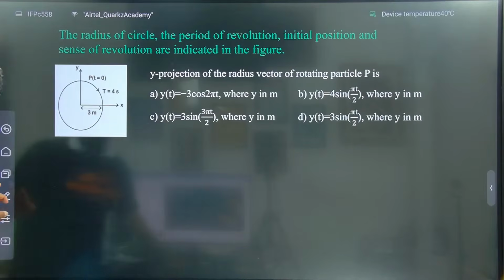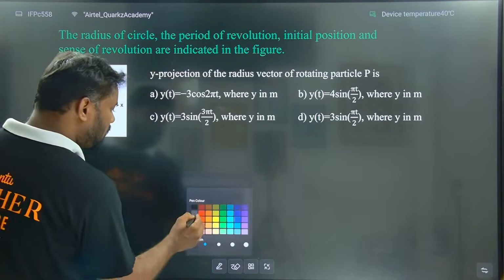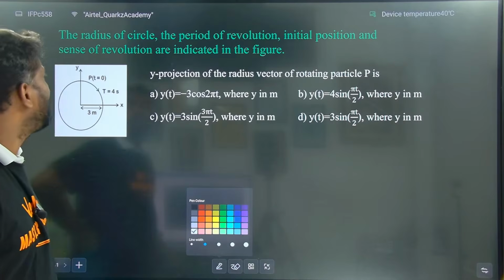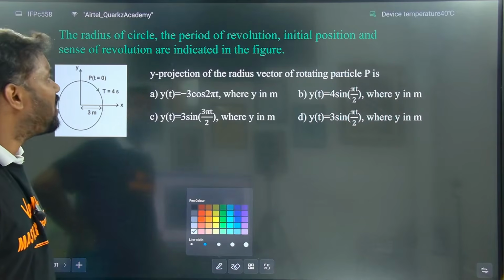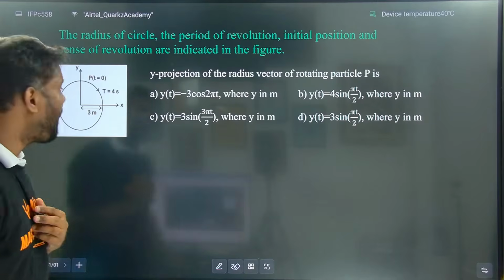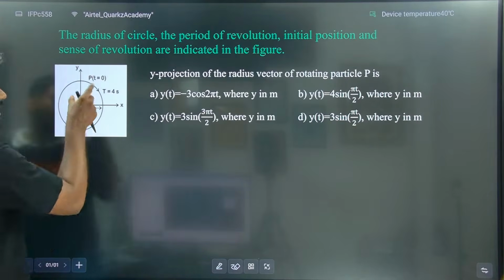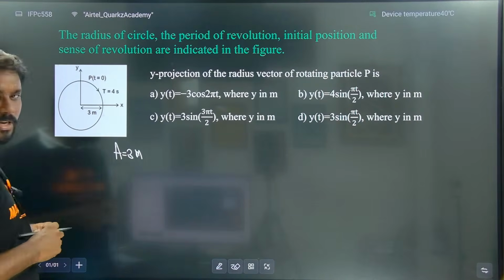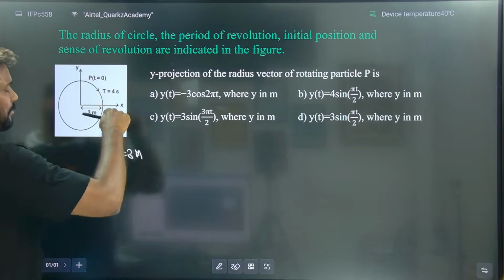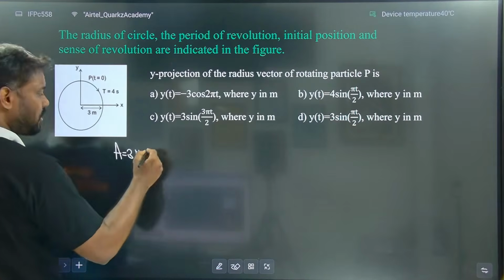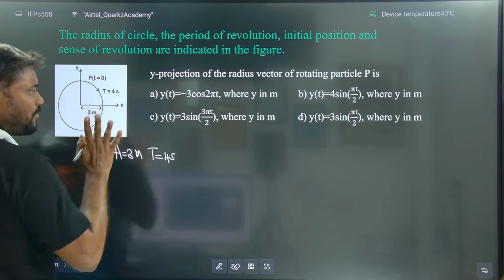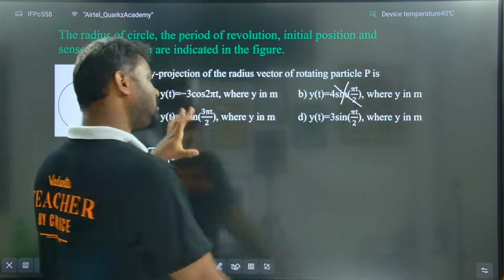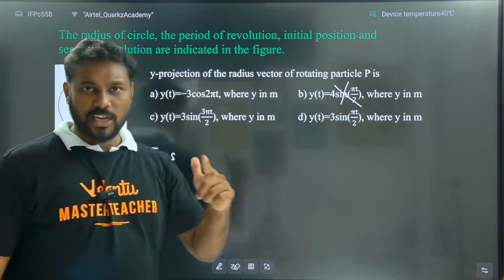Yes, can you try this? This is the question, what we have to calculate. The question: the radius of the circle, the period of revolution, initial position and sense of revolution are indicated in the figure. What can we learn from this figure? The 3 is the amplitude, 3 meter. The total time period is given as 4 seconds. Now look at the options for amplitude 3. This one is 4, so it is not the answer, right? So the amplitude must be 3. Yes, the amplitude is 3.